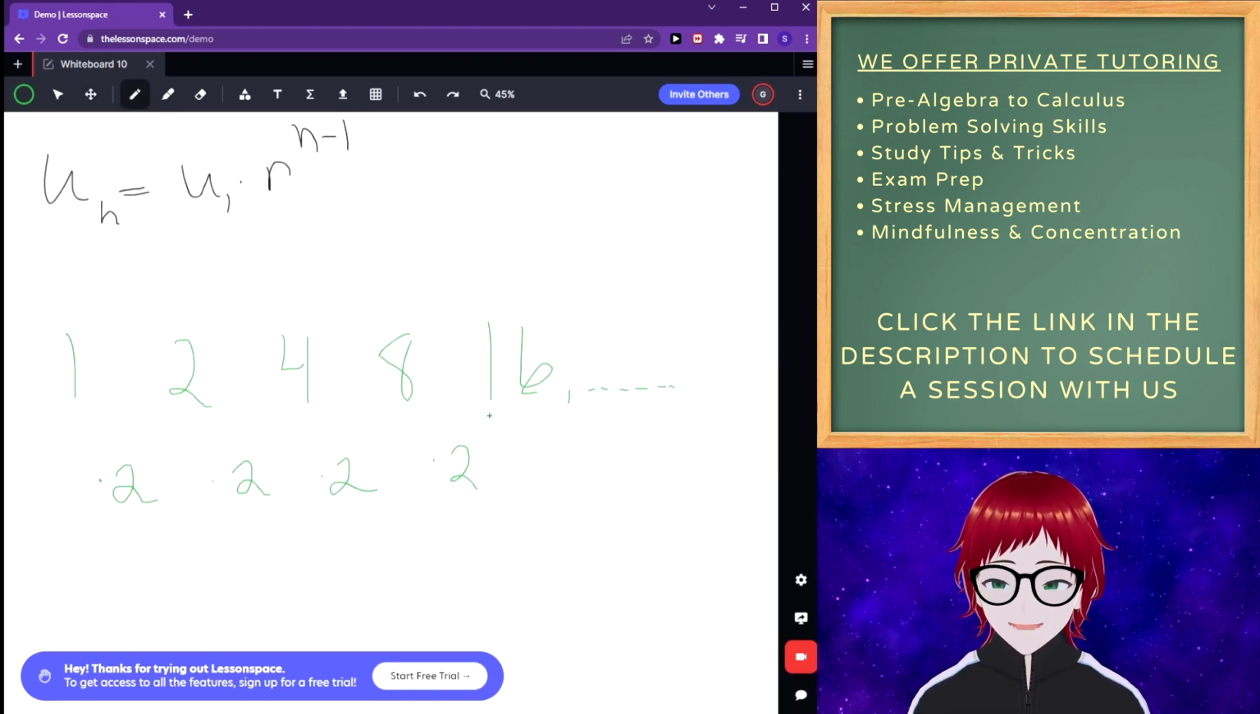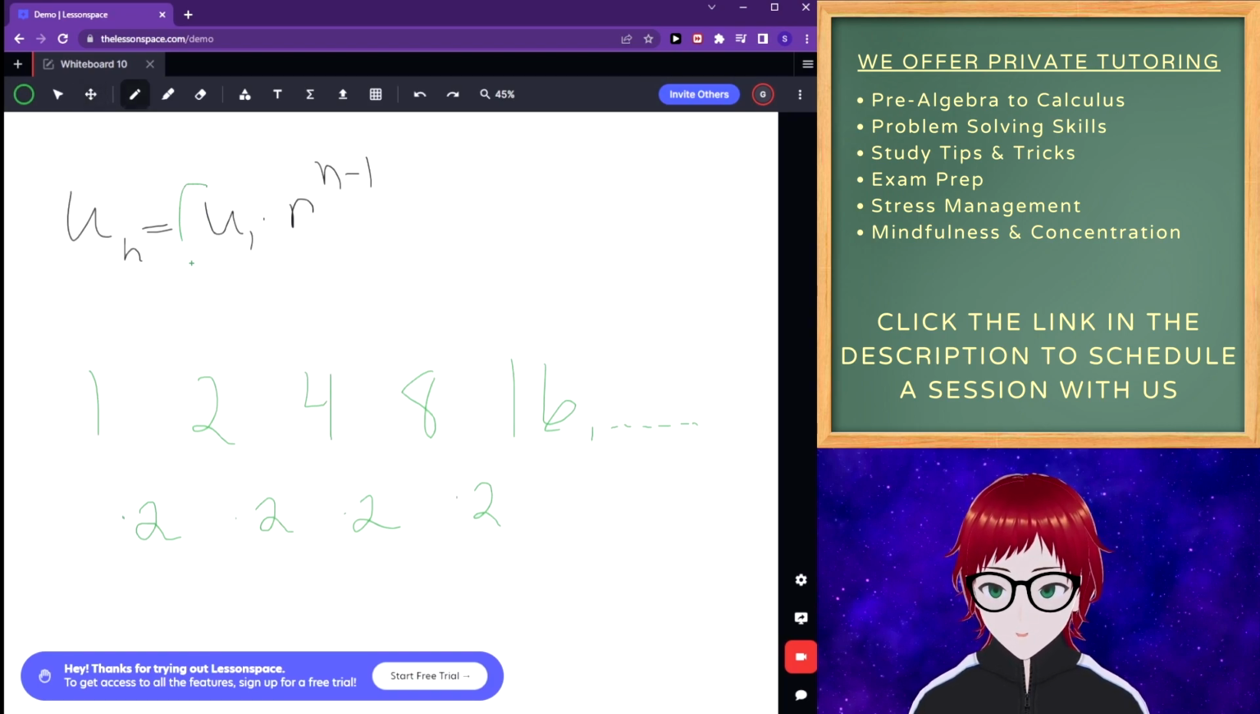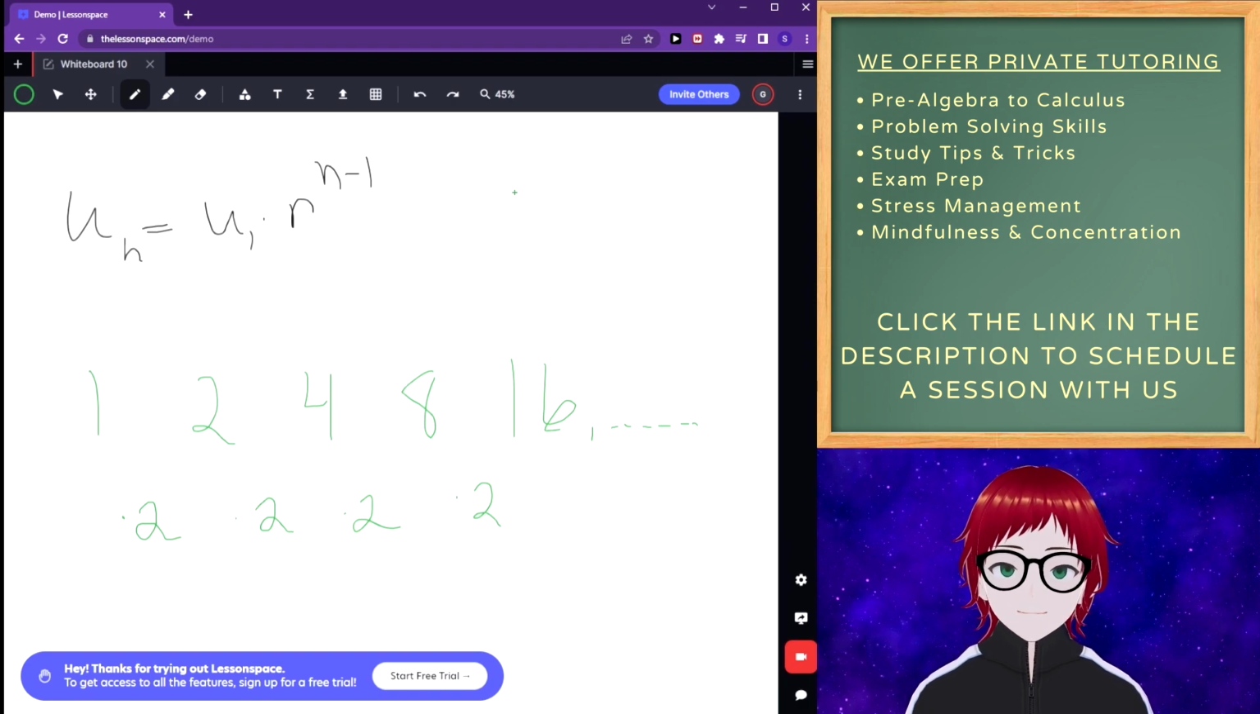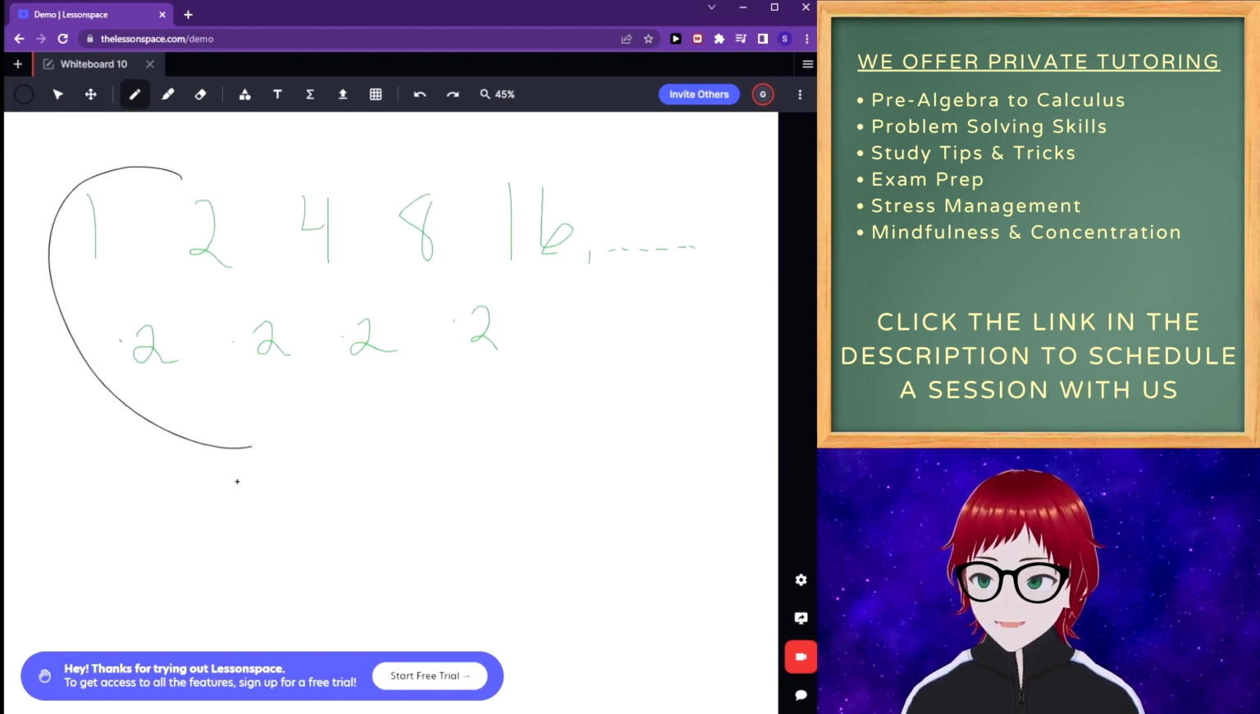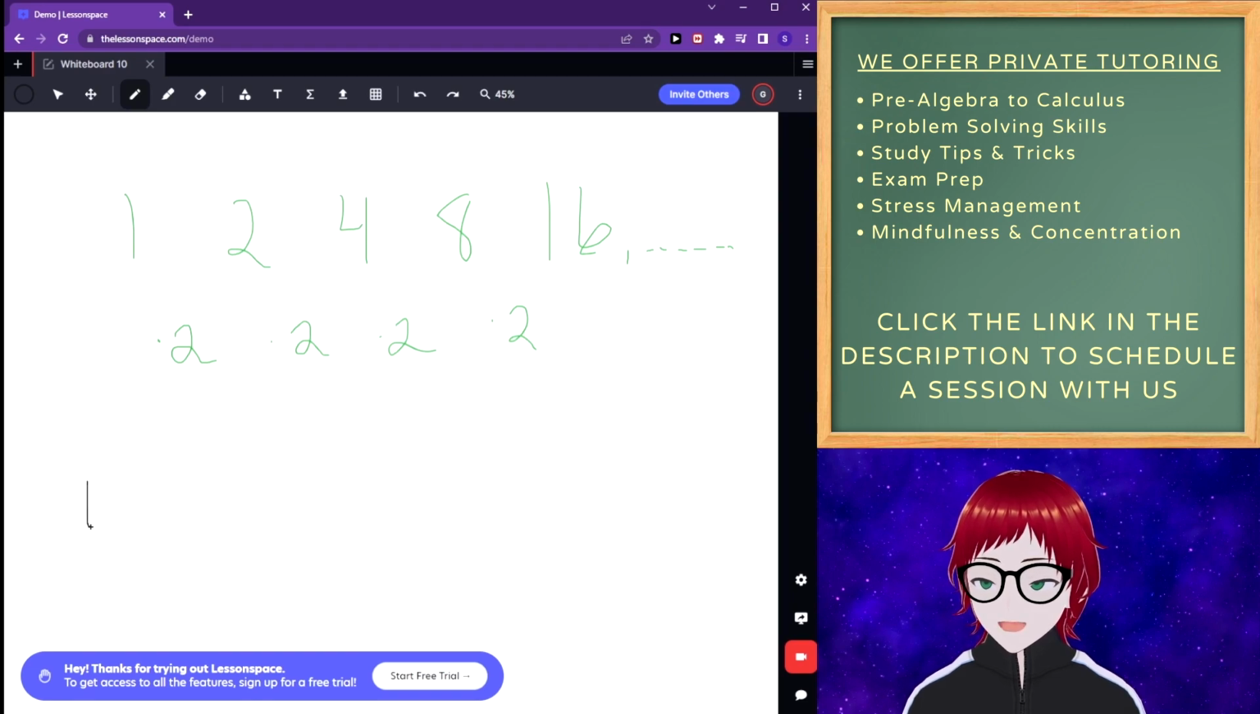And so we can see that the r value for this sequence, so again, u1 would be equal to the value of the first term in the sequence, and then the value of r is just the common ratio. So r is the common ratio. And in this case, my common ratio would be 2. So let's write it out. For this sequence, the general expression is un equals 1, which is my u1, times r, which in this case is 2, to the power of n minus 1.